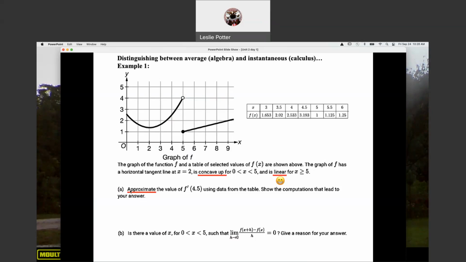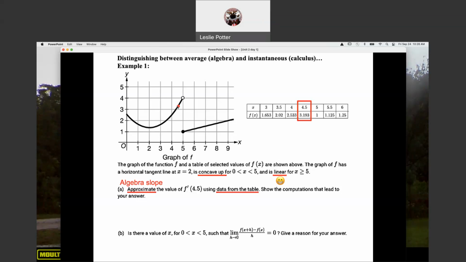So we see this verbiage, approximate the value of the derivative. This is one of the derivative notations, it's f prime. So that means the derivative of function f. So I see the word approximate, it tells me to use the table, so all I'm doing is looking at values here. So here is 4.5. Notice here's 4.5.